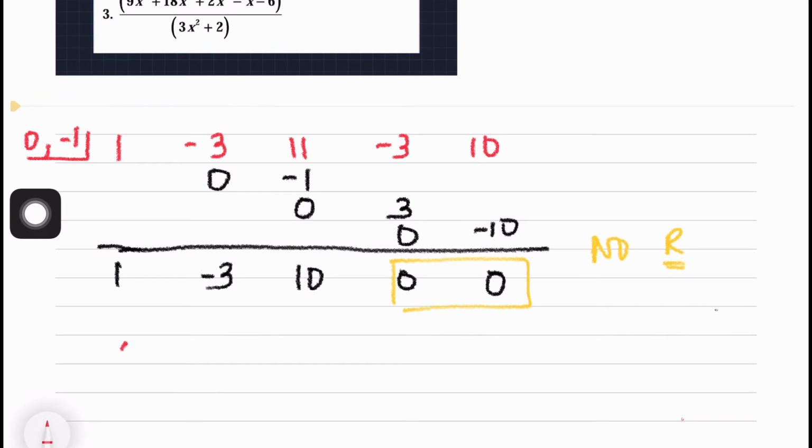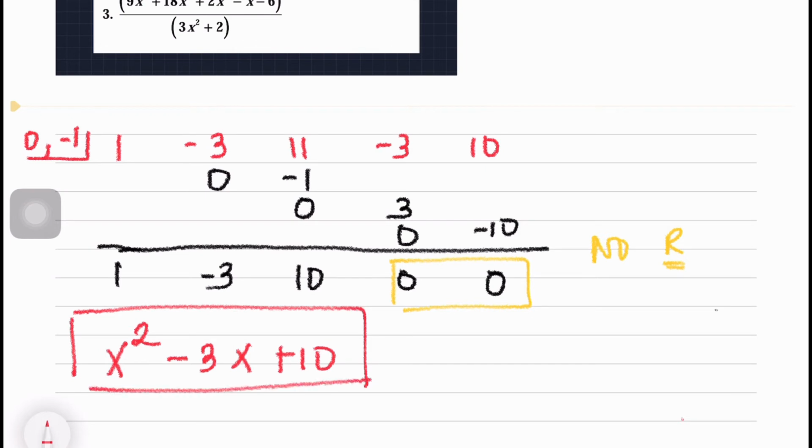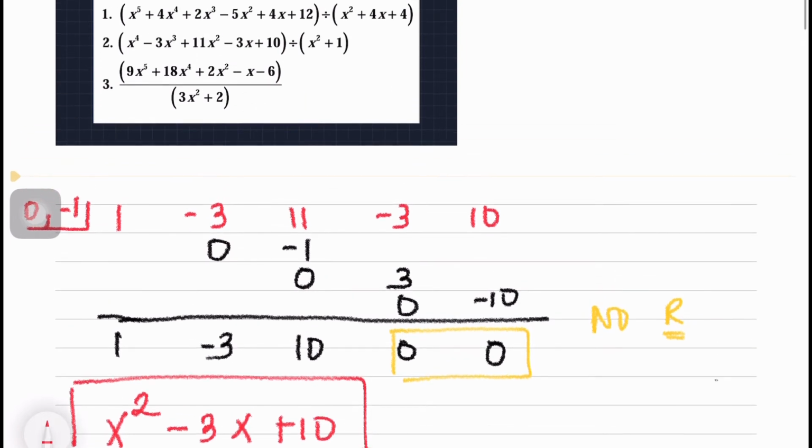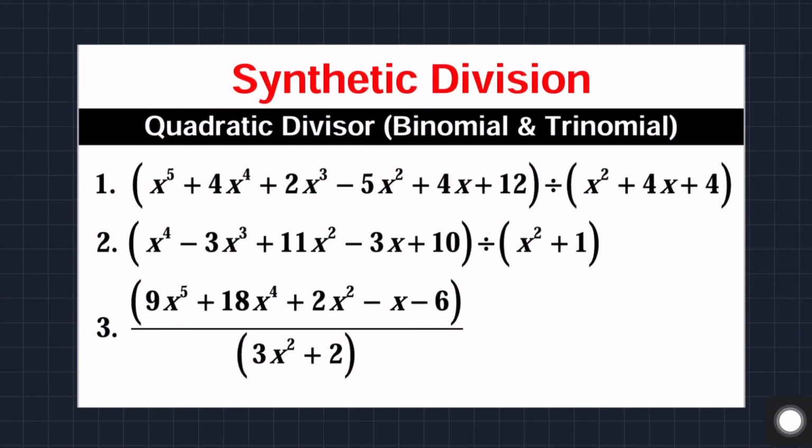1 for x squared, negative 3 for negative 3x, and 10 for the constant term. Therefore, the quotient is x squared minus 3x plus 10. Now, let us solve for number 3. Take a look at the given dividend.